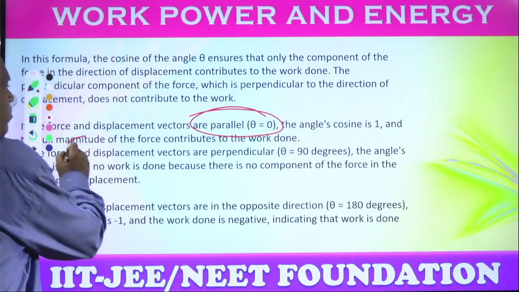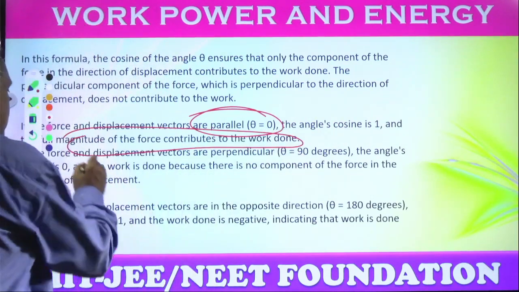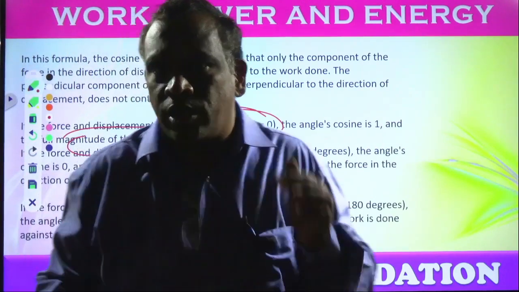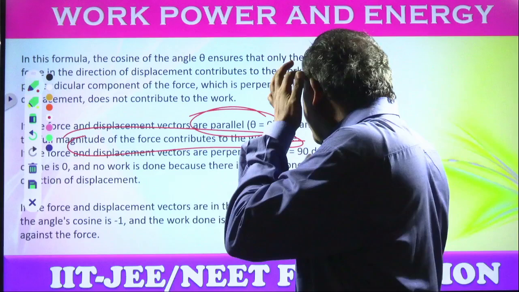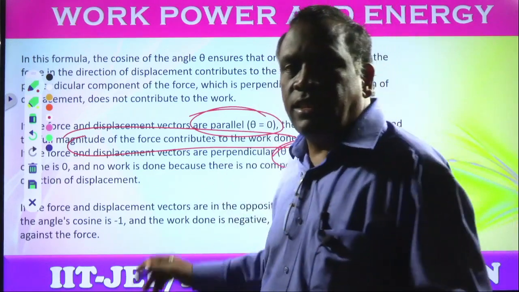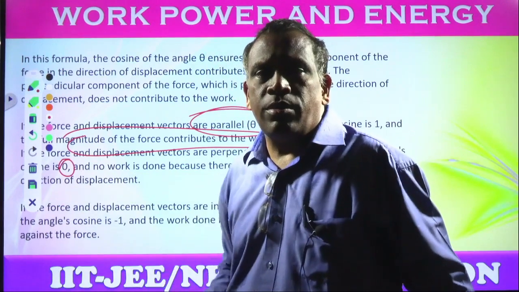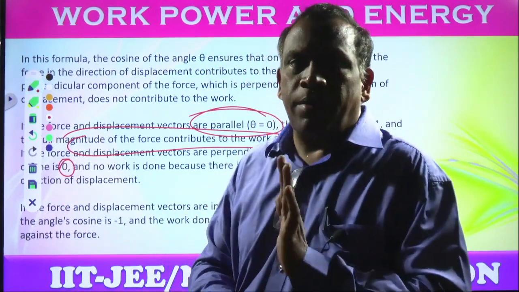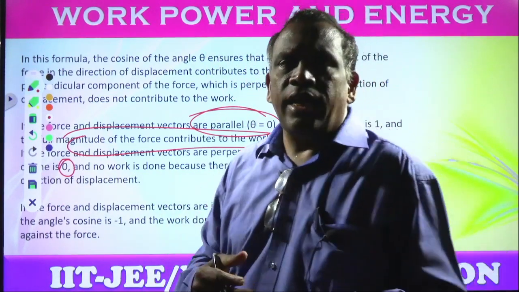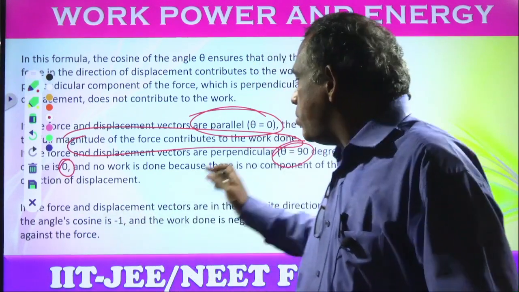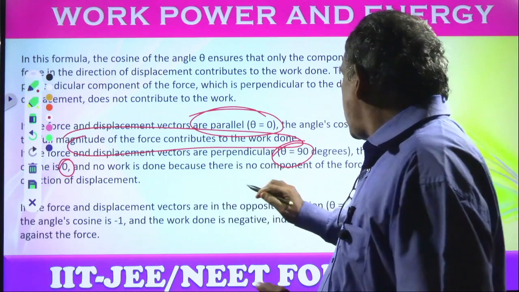Here, the force and displacement are perpendicular to each other. It means that theta is 90 degrees, then work done will be 0. The work done will be 0 because force and displacement are perpendicular to each other. So the angle is 90, cos 90 is 0, and work done is 0. So that is another case of no work done.